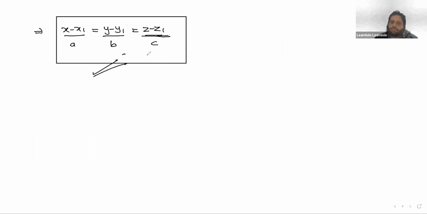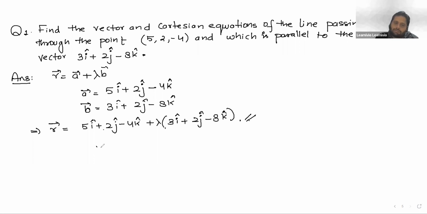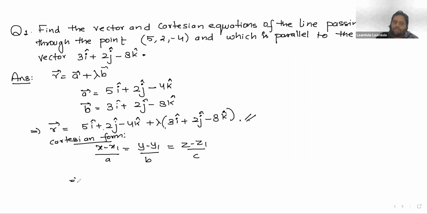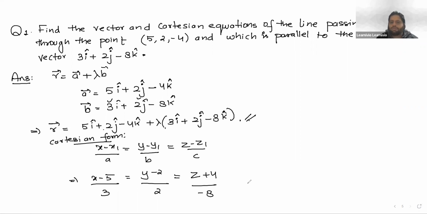Now this is the Cartesian form. You can write the formula: x minus x1 by a is equal to y minus y1 by b is equal to z minus z1 by c. So x minus, what is x1? This point, minus 5. What is a? This, 3. Then y minus 2 by b. B is what? This one, 2. Z plus 4 by minus 8.